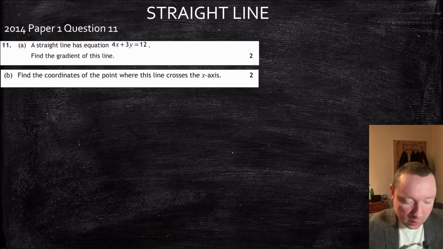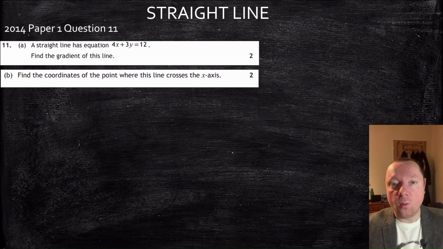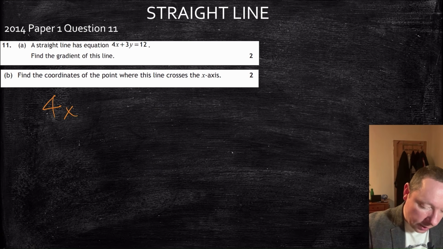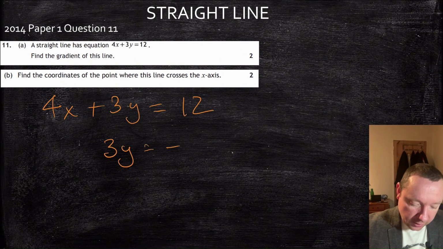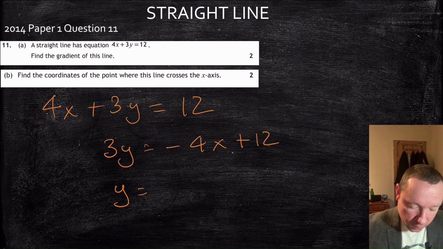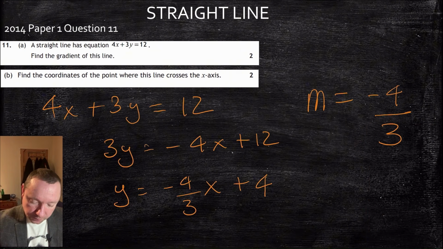a straight line has the equation 4x plus 3y equals 12. Find the gradient of the line. Well, that's quite easy then. So we just rearrange it to make y the subject. So we've got 4x plus 3y equals 12. So taking the 4x over to the other side, we get 3y equals minus 4x plus 12. Dividing through by 3, we get y equals minus 4 over 3 x, plus 12 divided by 3 is 4. And then stating our gradient, m must equal minus 4 thirds.